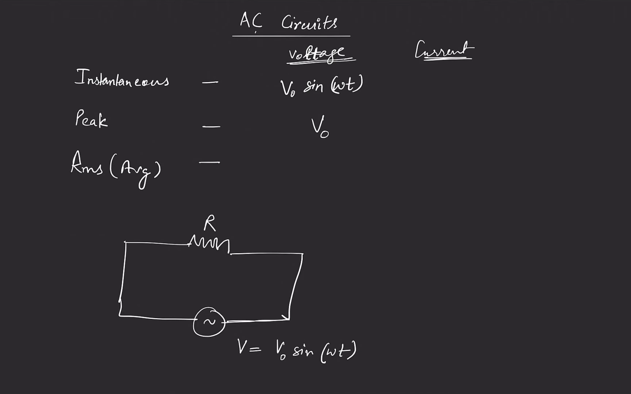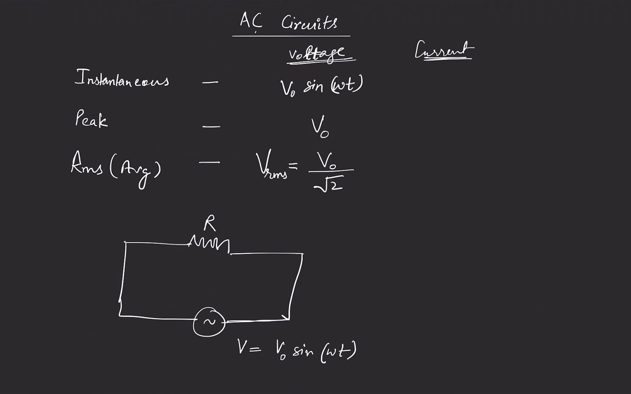And something called the RMS value or average value, which we will calculate, and this value will come out to be V naught by root 2. So this is also denoted by VRMS. So if we know the peak value, we can calculate RMS by simply dividing it by root 2.